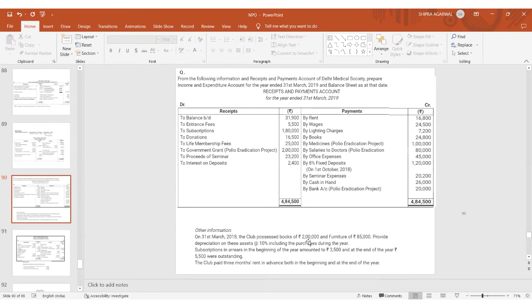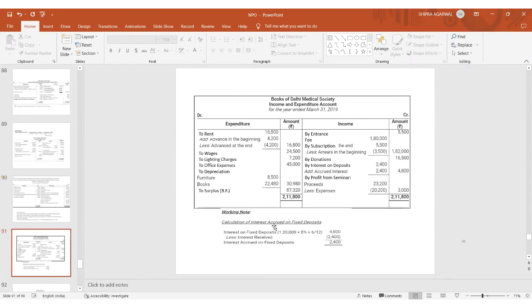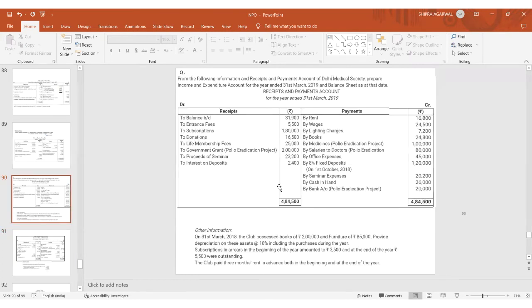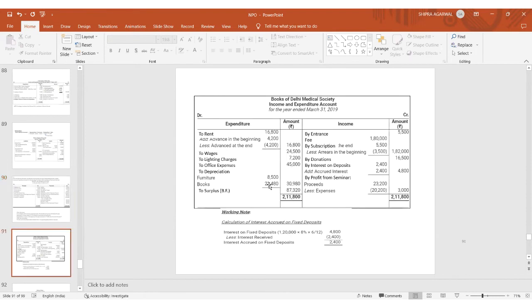Okay. So your total books are 2 lakhs, right? Plus that you have purchased for the current year, that is 24,800. So my total books comes out to 2,24,800 and depreciation on that will be 22,480. Similarly, for furniture, my furniture is 85,000. So 10% on that, that will be 8,500. So total depreciation comes out to 30,980.